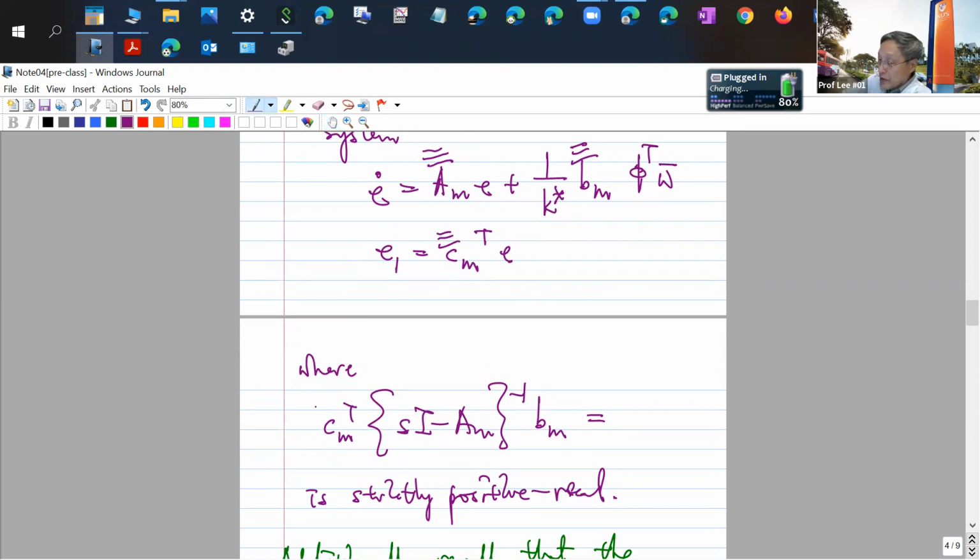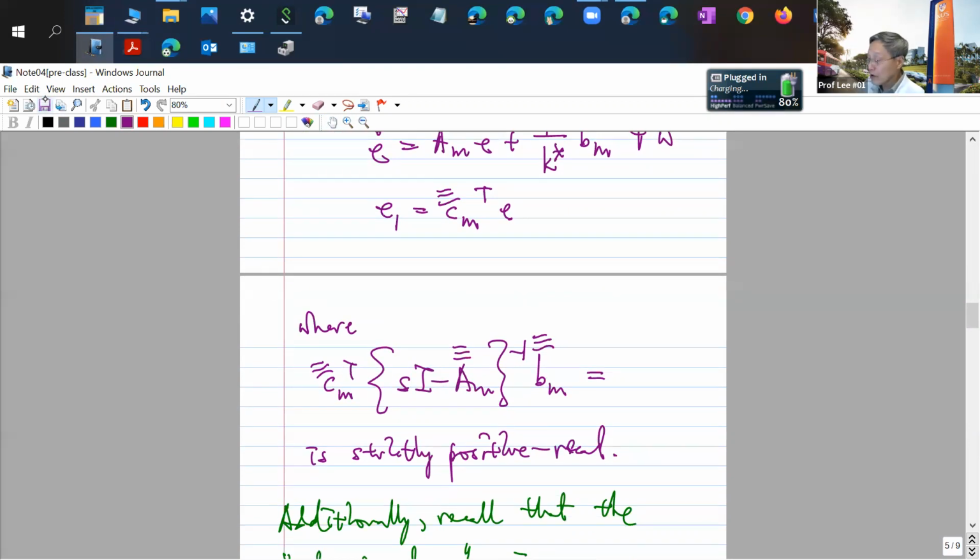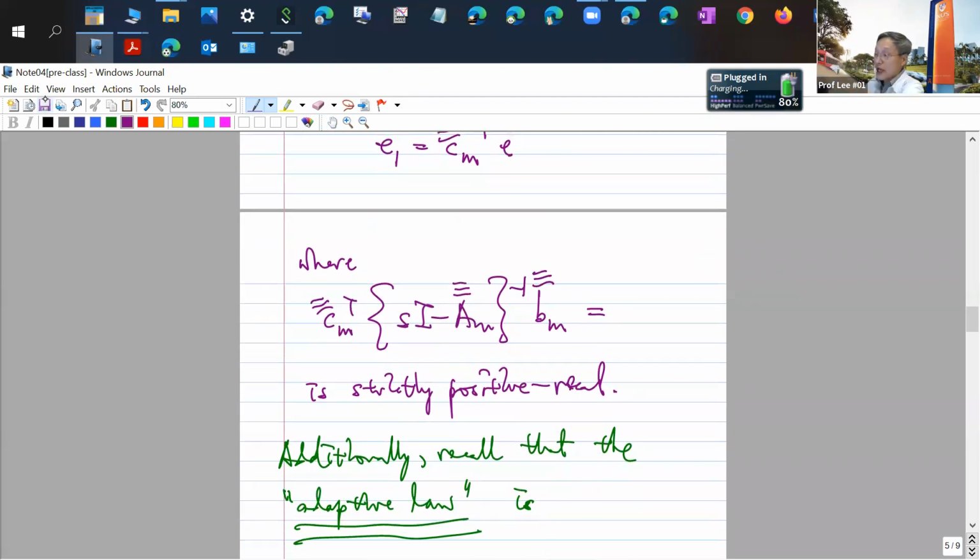From linear system theory, it will be CM triple bar transpose (sI minus AM triple bar) inverse, times BM triple bar. Remember, this is all in the non-minimal realization. You're going to check that carefully, because it's the exact set of perfect control gains. This will now turn out to be Km over Rm, because that's exactly what we set it up to be.